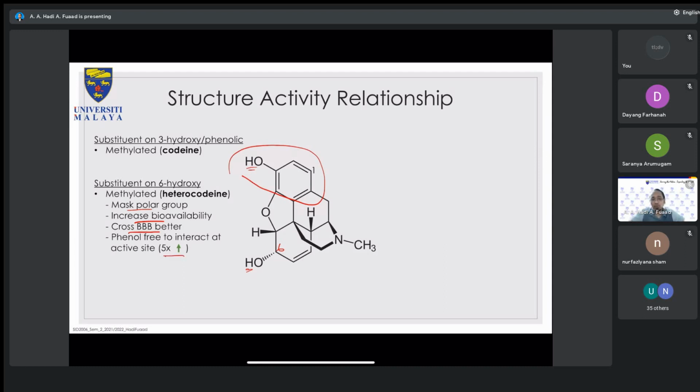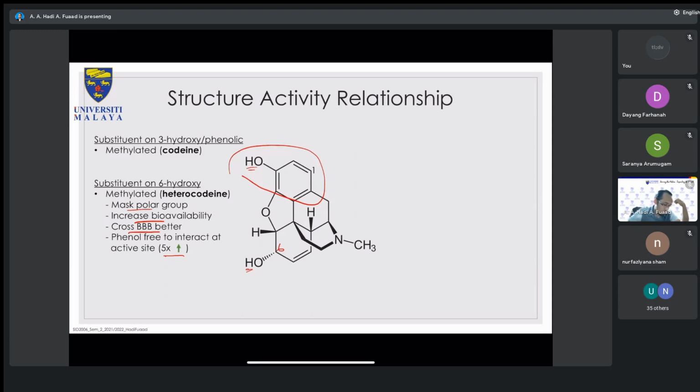Thus, research has shown that hydrocodone actually has 5 times higher activity than morphine. Because you mask it, you increase the bioavailability, it gets into your brain even better, but at the same time you have the phenolic compound that is the activator at the active site of the receptor that can do its thing. So generally speaking, you mask that section, you increase the concentration of the drug inside your brain, and therefore you get an increase in activity. So that's basically how the flow is.